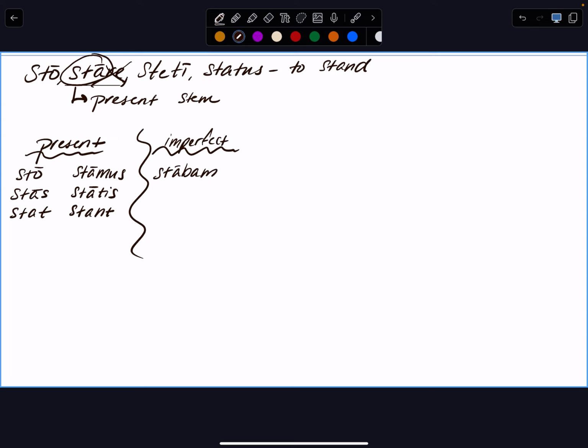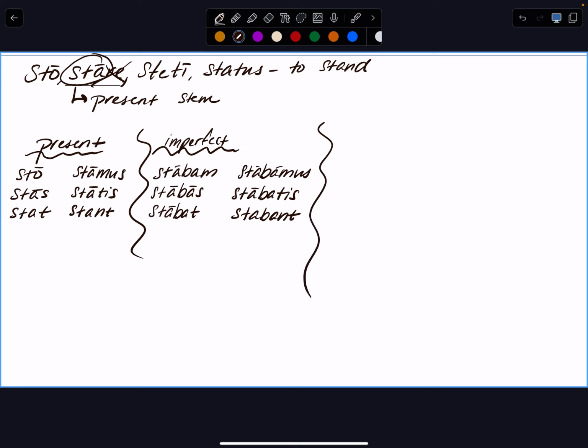And it's just stabam, stabas, stabat. Who could finish that? Lucy, how about you? Yep. Okay, and that's the imperfect. Now, in order to do this in the perfect tense, am I going to still be using the present stem?